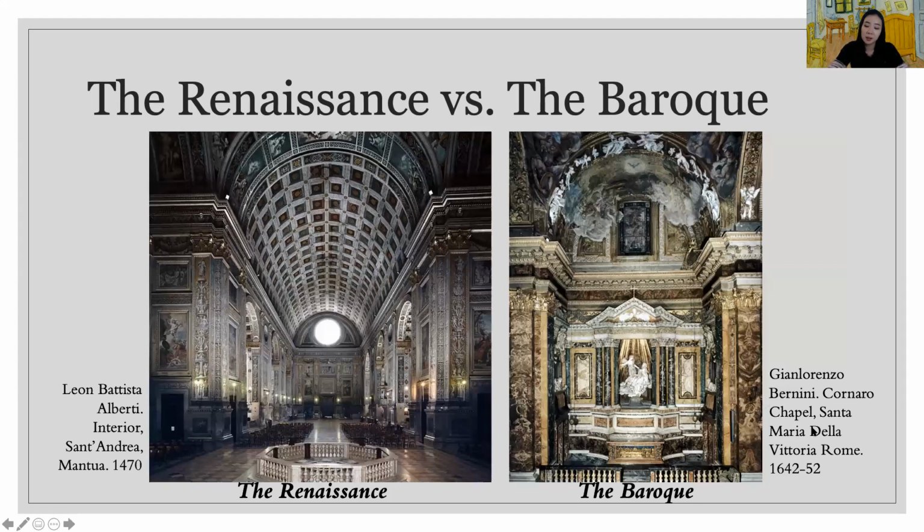So let's see architecture style first. The left one is the Renaissance and the right one is the Baroque. So can you find the difference between these two styles? The Renaissance architecture style shows simple, logical, and classical. On the other hand, the Baroque architecture shows ornamental and sophisticated.